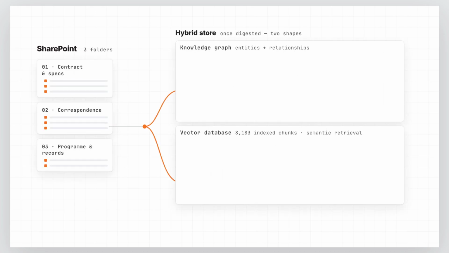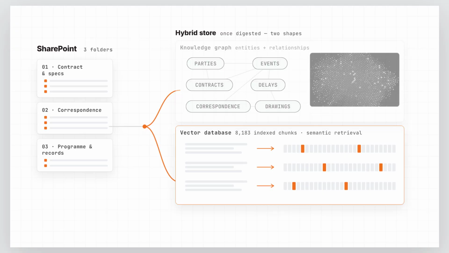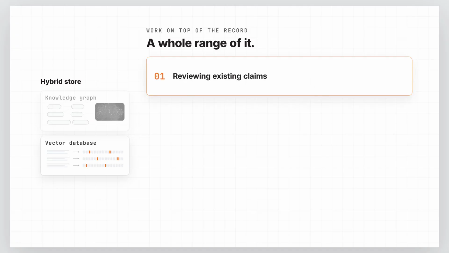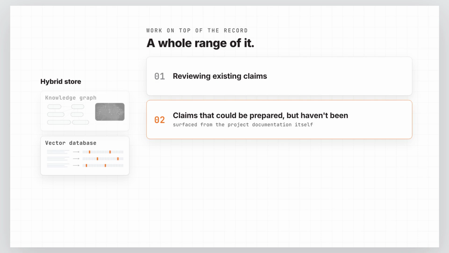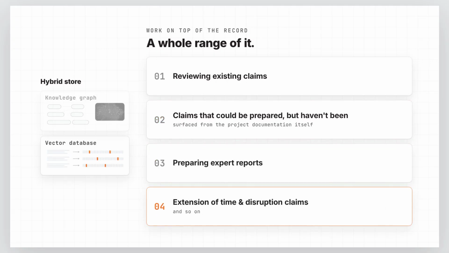And once those documents are fully digested, the extracted information is stored in hybrid form. One half is a knowledge graph capturing the entities and the relationships between them: parties, contracts, events, delays, correspondence, drawings. The other half is a vector database holding embeddings of the underlying text for semantic retrieval. And with that in place, there's a whole range of work we can do on top of those documents, reviewing existing claims, working out which claims could be prepared but haven't been yet based on the project documentation itself, preparing expert reports, preparing extension of time and disruption claims, and so on.